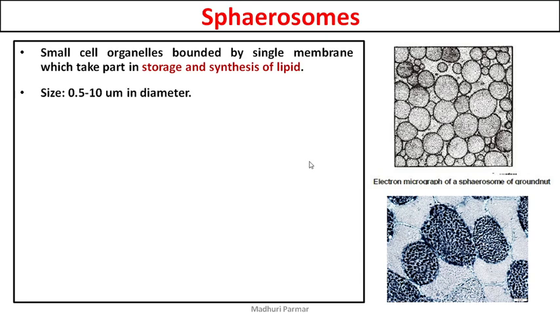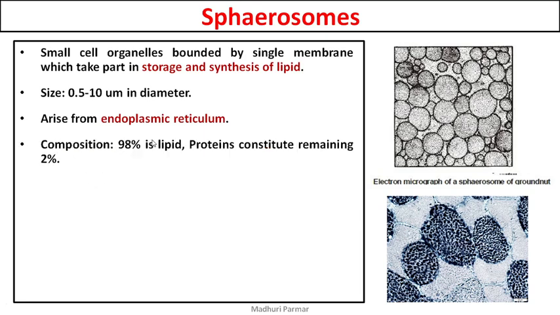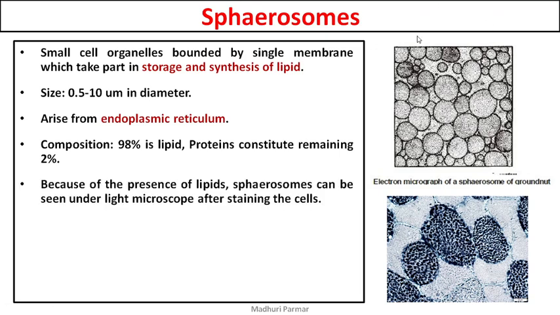Clear? It is 0.5 to 10 micron in diameter. It arises from the endoplasmic reticulum. Okay, where does it come from? It comes from endoplasmic reticulum. Its biochemical composition is 98% lipid. It is mostly made up of lipid, and then there are some proteins also which are found on the membrane, as well as some which are found inside. These proteins are present on its membrane, and they are either enzymes for fatty acid or fat synthesis. So for fat biosynthesis, there can be enzymes present in the spherosomes.